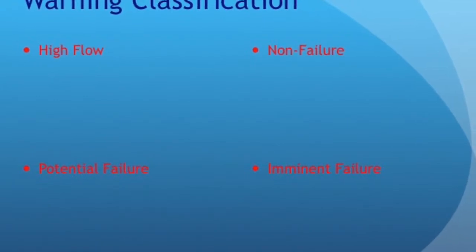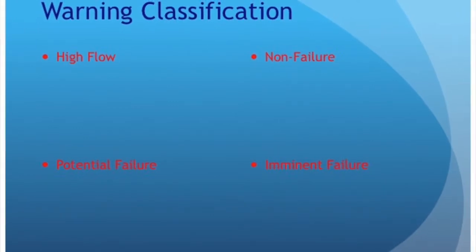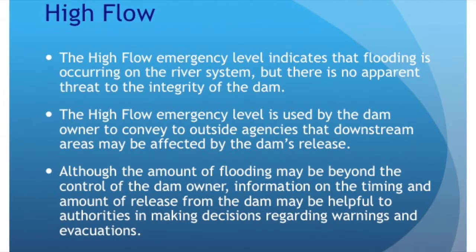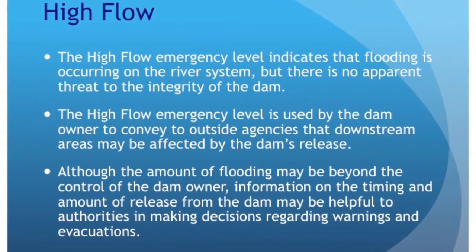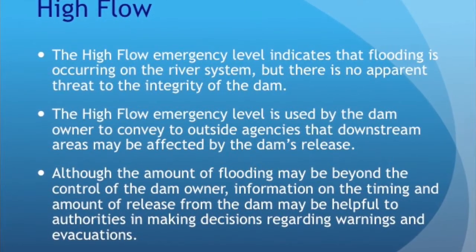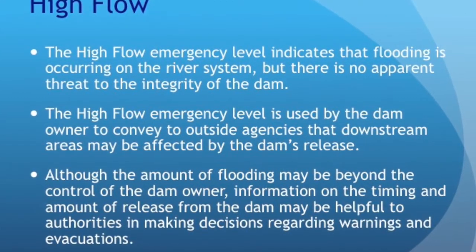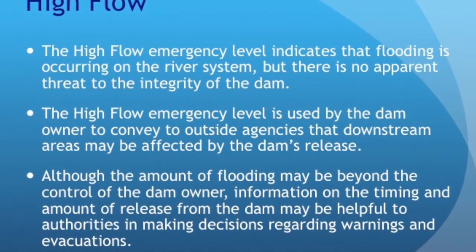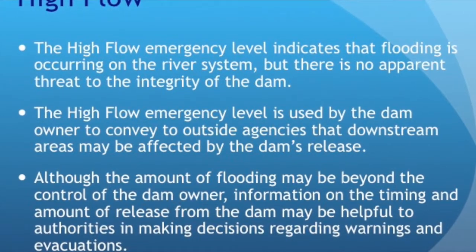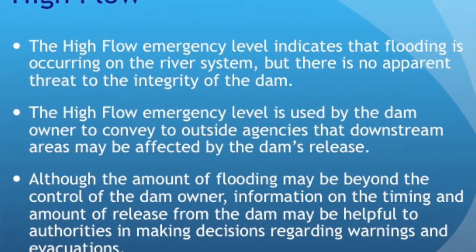There are 4 classifications to the warning system: high flow, non-failure, potential failure, and imminent failure. High flow. The high flow emergency level indicates that flooding is occurring on the river system, but that there is no apparent threat to the integrity of the dam. The high flow emergency level is used by the dam owner to convey to outside agencies that downstream areas may be affected by the dam's release. Although the amount of flooding may be beyond the control of the dam owner, information on the timing and amount of release from the dam may be helpful to authorities in making decisions regarding warnings and evacuations.